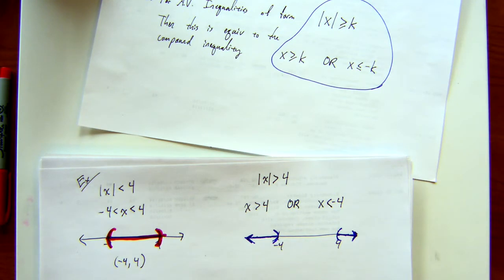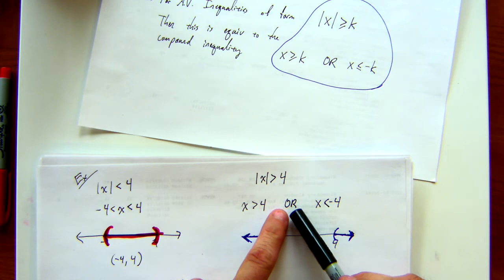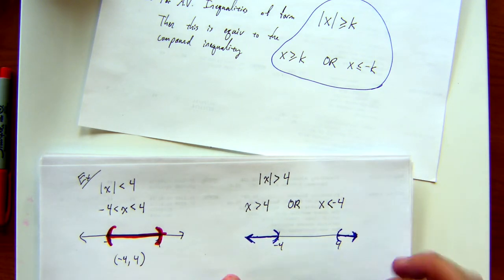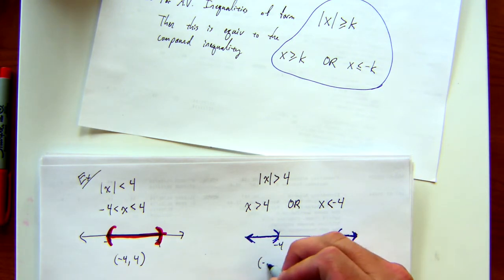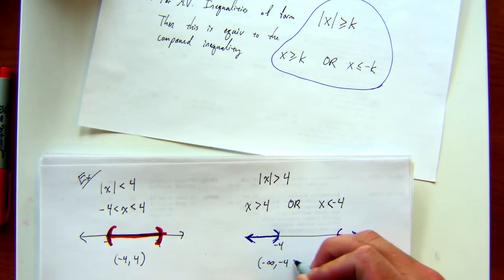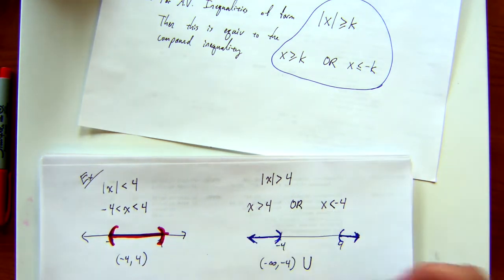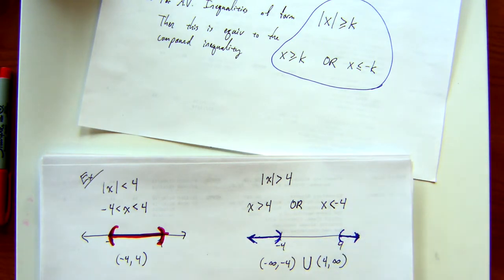Okay, now what's the union of these? That's what OR means, again, is union, right? So what's our answer? What's our solution or our interval? What's this interval? -infinity to -4, and then union, gluing together this one, union with 4 to positive infinity.